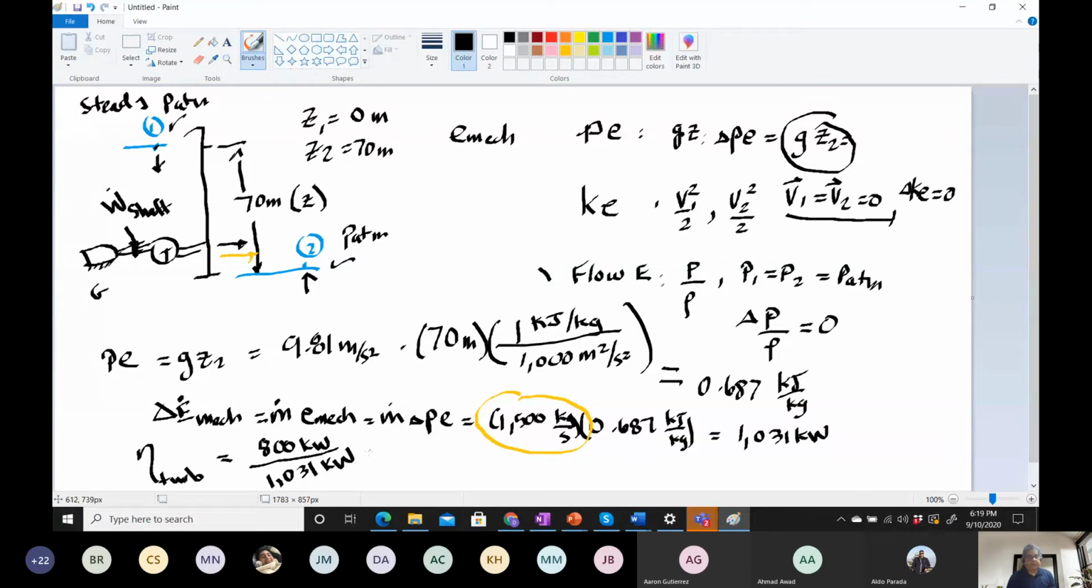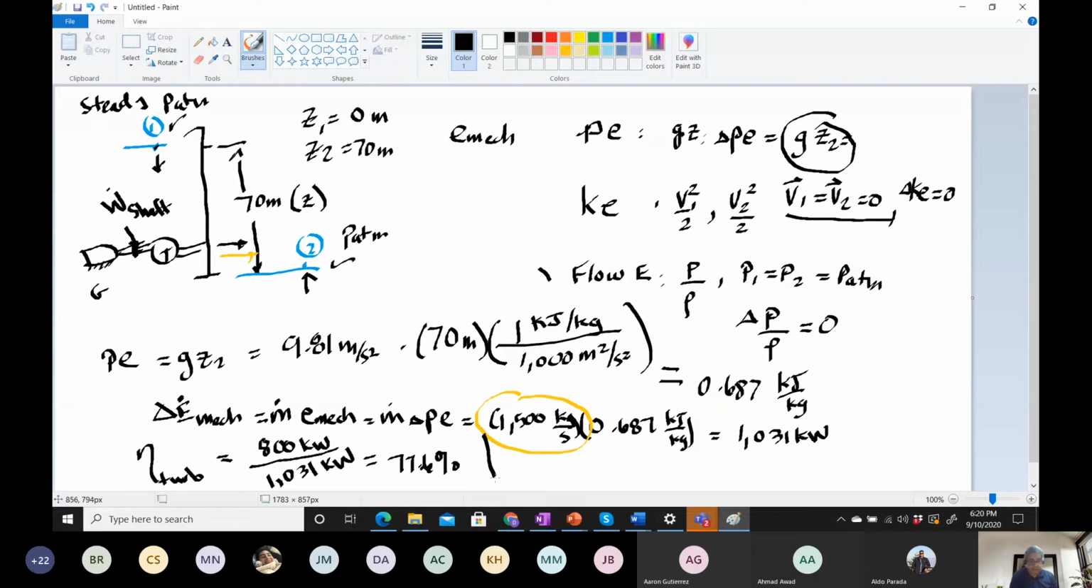In other words, if we had 100% efficiency, instead of 800 kilowatts at the turbine, we'd get 1,031 kilowatts at the turbine. So we took a hit. The turbine has less than 100% efficiency, right? So if we do that calculation, we get that this is 77.6% efficient for the turbine.